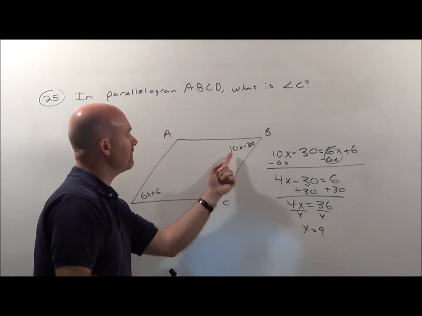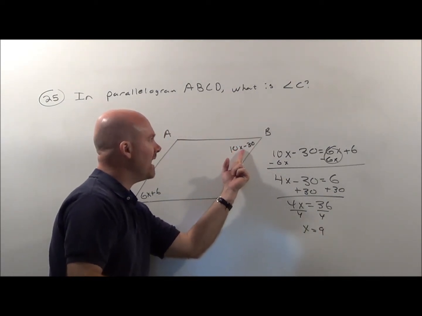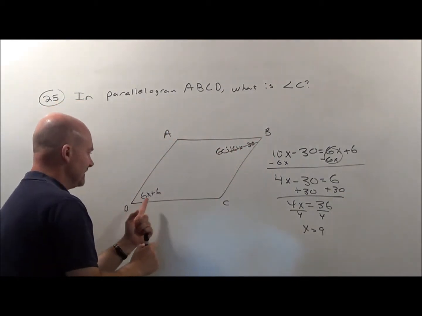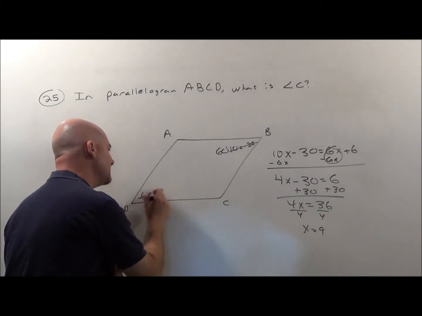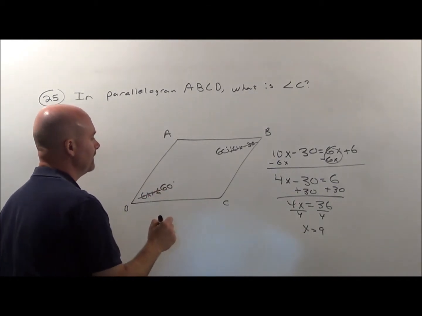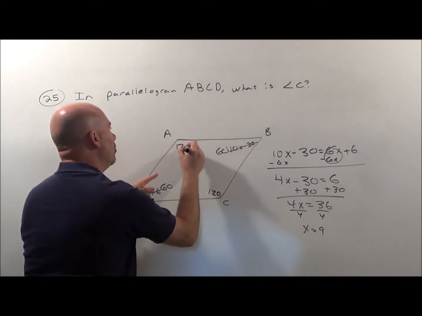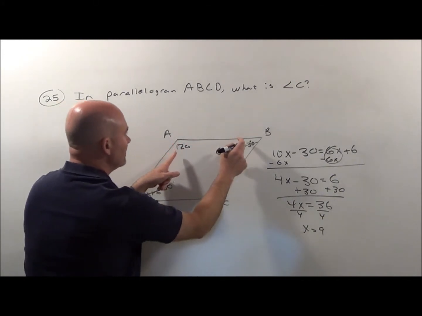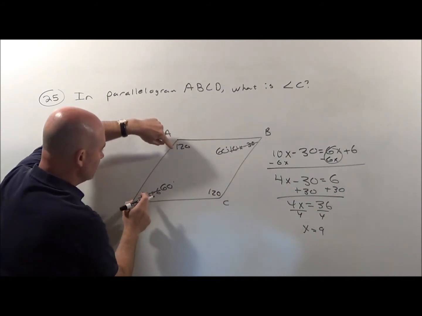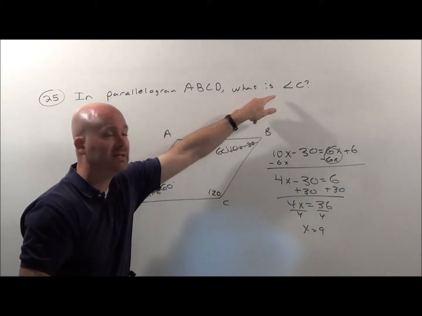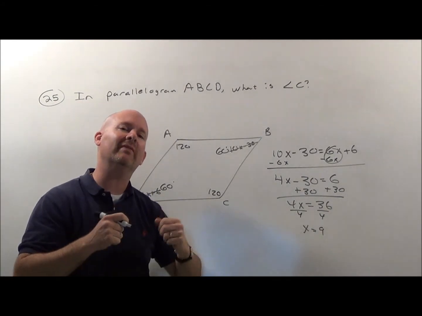If I come back to this problem, 10 times 9 is 90 minus 30. It makes this guy 60 degrees. 6 times 9, 54, plus 6 makes it 60 degrees. If this is 60, I know this is going to be 120 and that's going to be 120 because again, these are going to be supplementary, those are going to be supplementary, those will be supplementary, and these corners will be supplementary. So I get 120 degrees for the measurement of angle C.